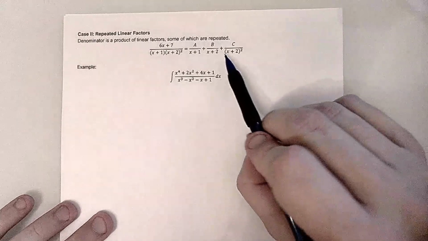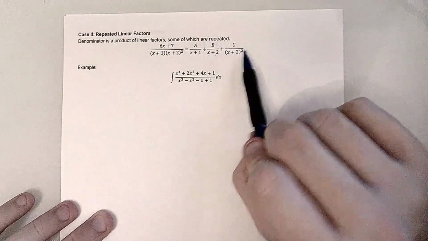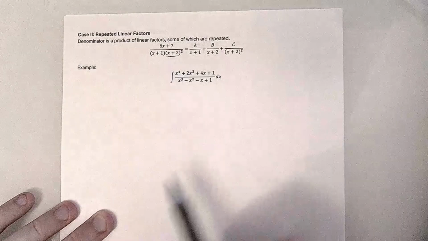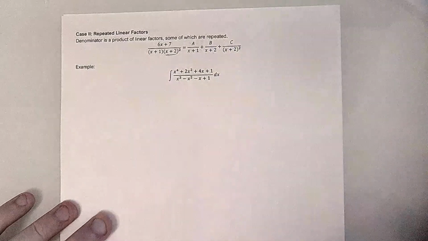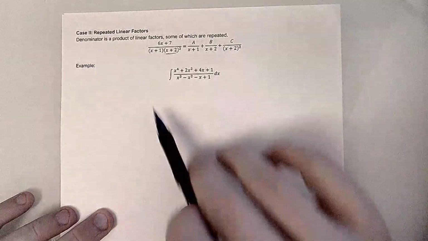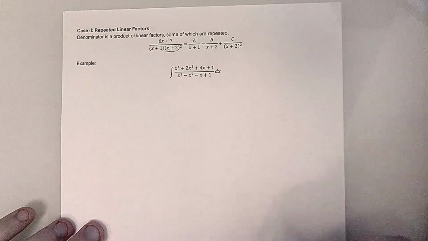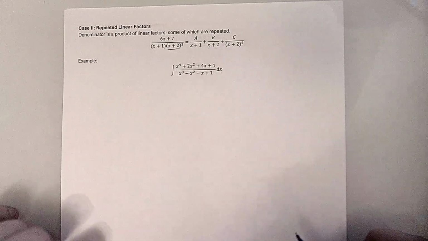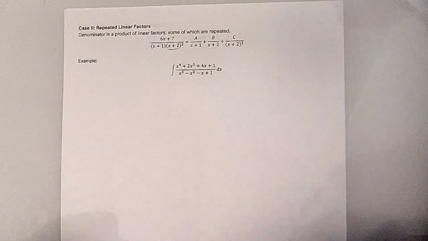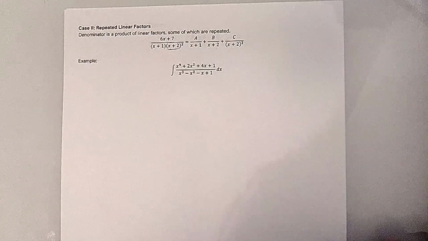Okay, let's look at repeated factors. What happens when we have a repeated factor? We just repeat it. So x plus 2, in this example, x plus 2 squared, because we had x plus 2 squared right here, and it's just a, b, c. Nothing really special. We just have to make sure that we repeat the factor that actually has more than 1 in our denominator. So let's look at this example. We have x to the 4th plus 2x squared plus 4x plus 1 over x cubed minus x squared minus x plus 1.